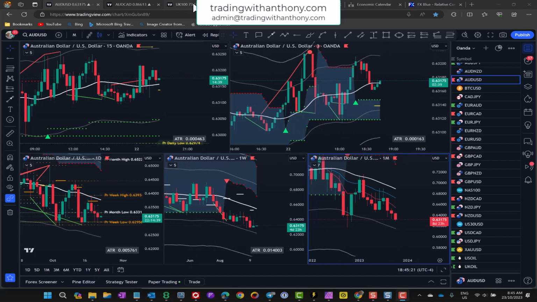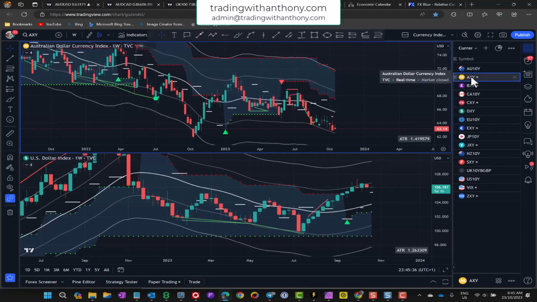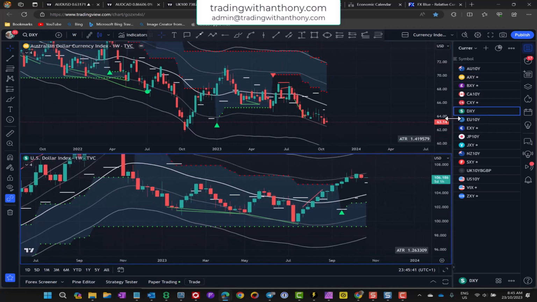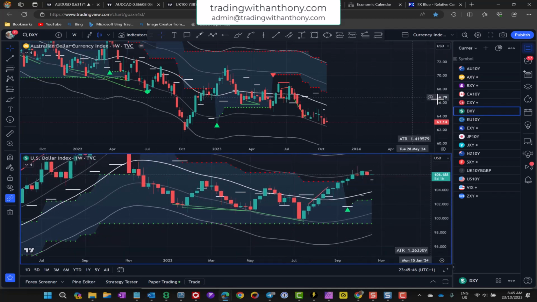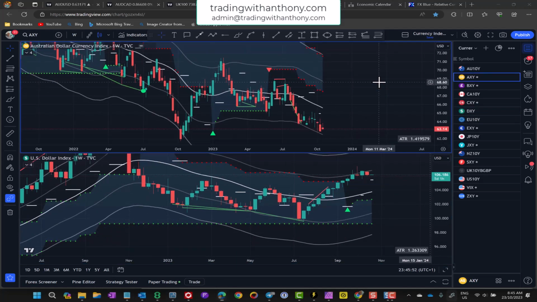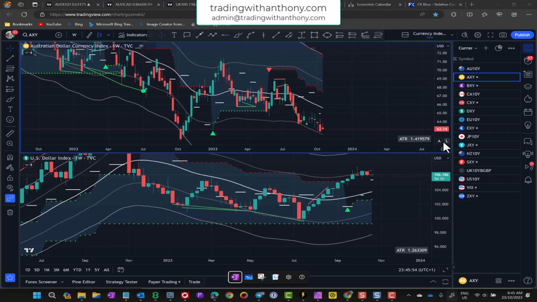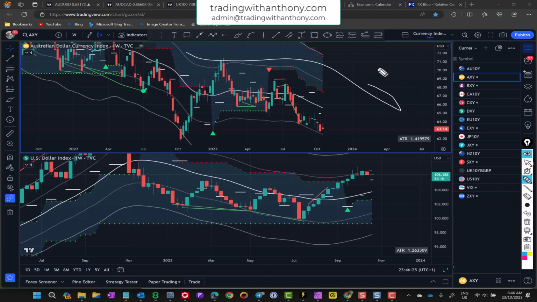Guys, we're going to start off with currency strength. As you can see here, this is the Australian dollar currency index up the top. Down the bottom, we've got the DXY, the US dollar index weekly chart. Have a look at the trajectory. This is really important when you're considering a trade opportunity. The Aussie is definitely heading south. The US dollar index, we've had this reversal and it's heading north. This is the weekly chart.